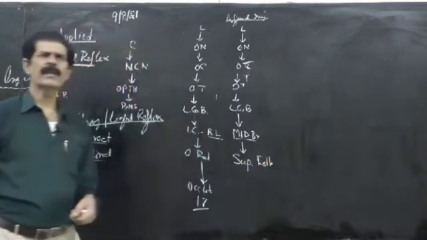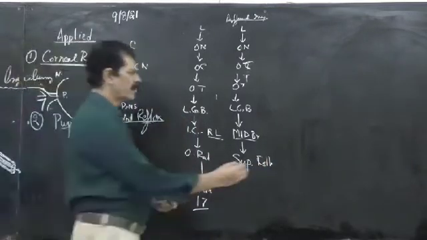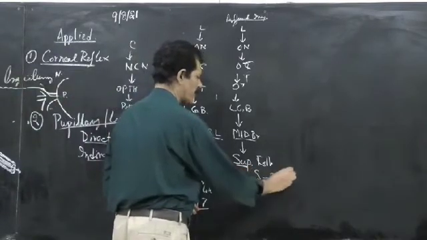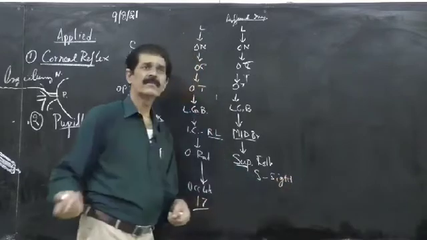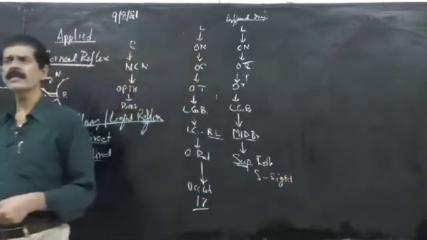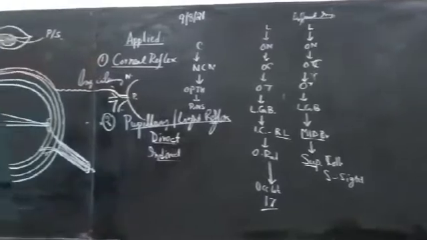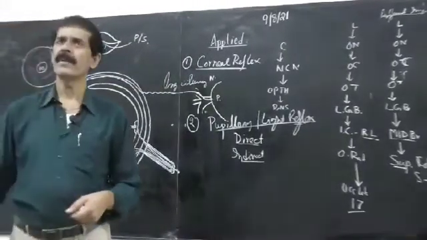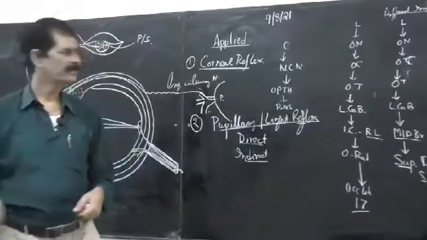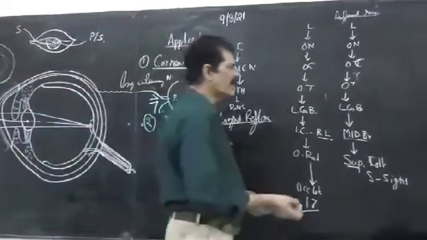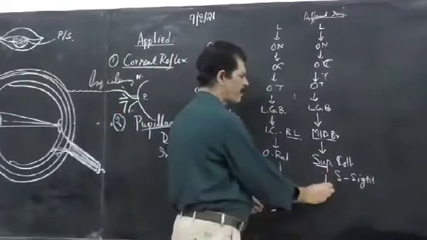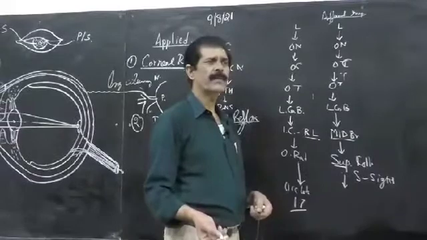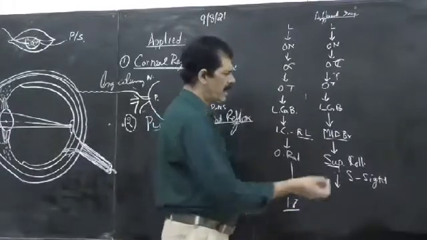What is the function of the superior colliculus? S for sight. Remember, S for superior, S for sight, vision. And what is the function of the inferior colliculus? Ear. So superior is eye, inferior is ear. That is how to remember it. S for sight.